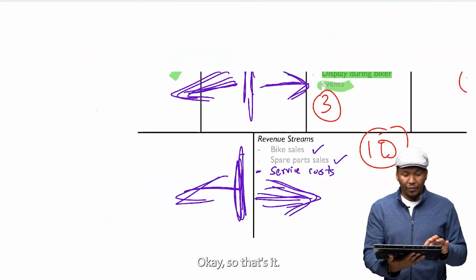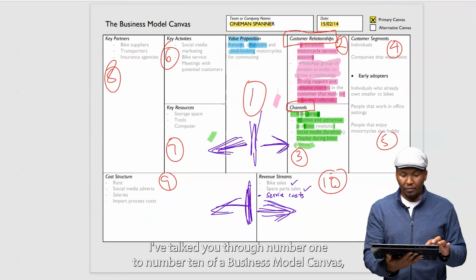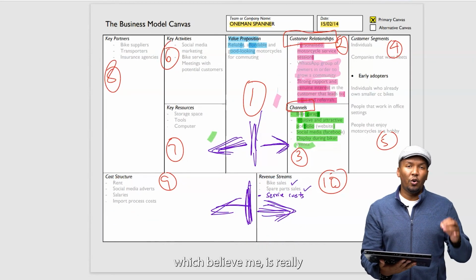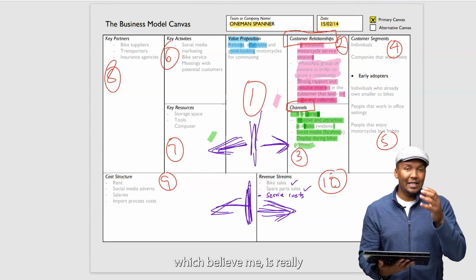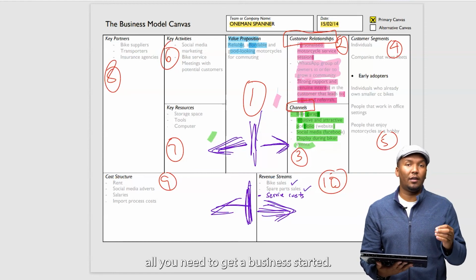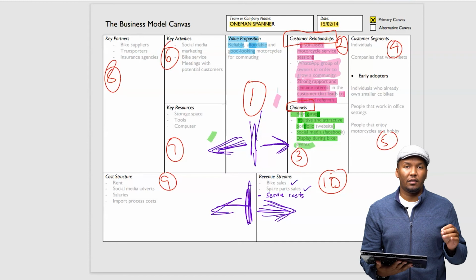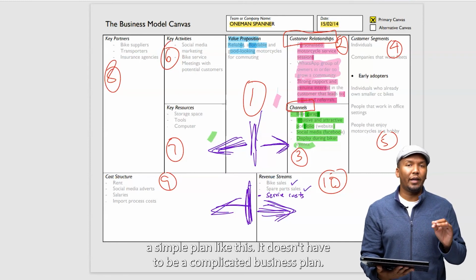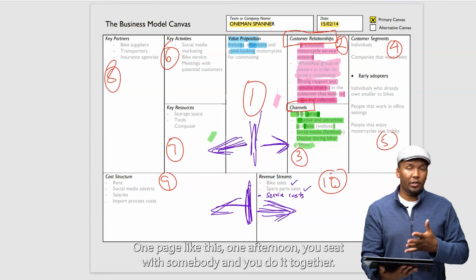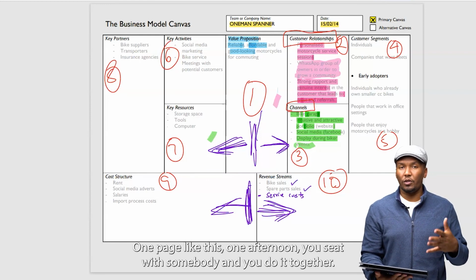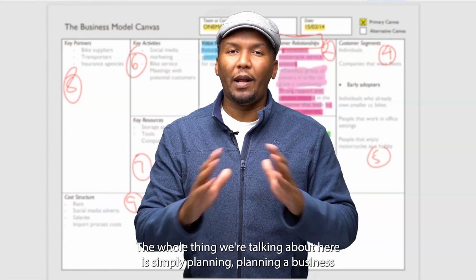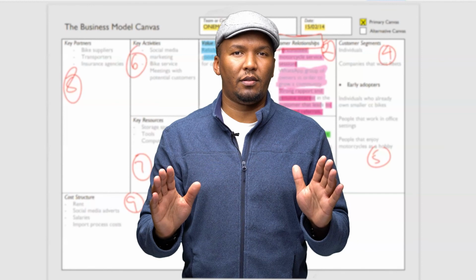Okay, so that's it. I've talked you through number 1 to number 10 of a business model canvas, which, believe me, is really all you need to get a business started. You need a plan like this, a simple plan like this. It doesn't have to be a complicated business plan. One page like this. One afternoon, you sit with somebody and you do it together. The whole thing we're talking about here really is simply planning. Planning a business. That's it.